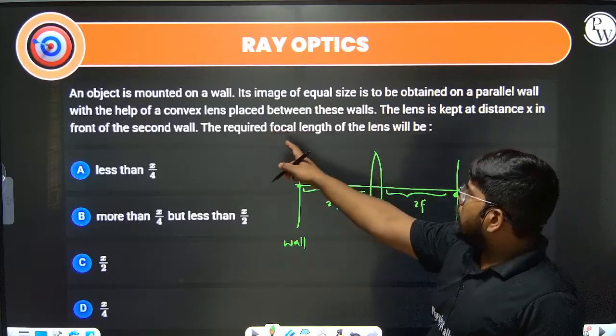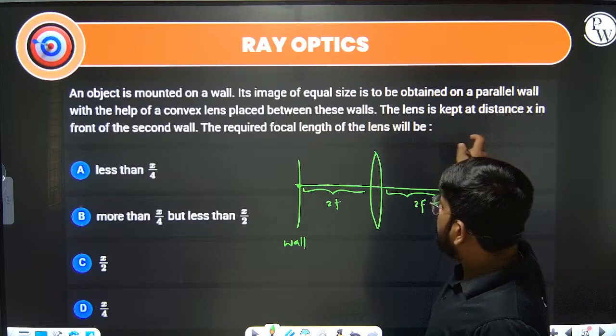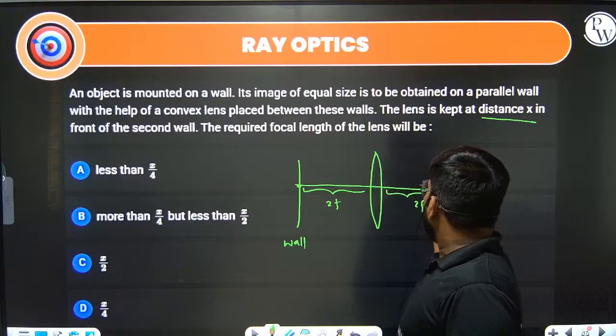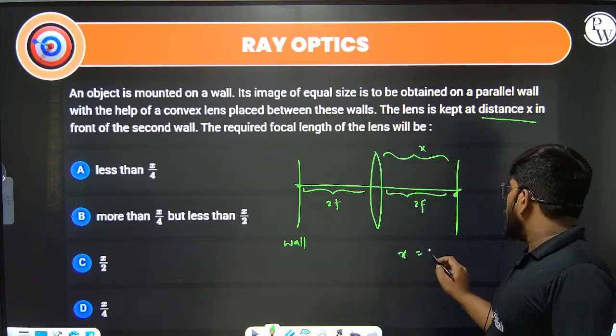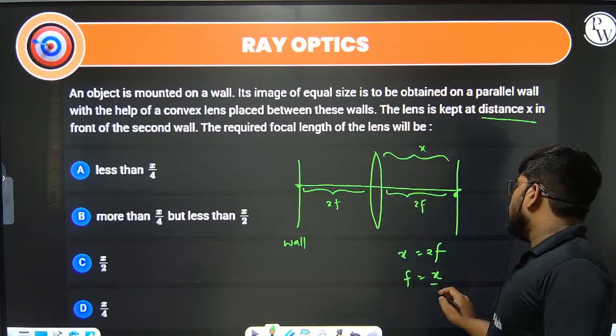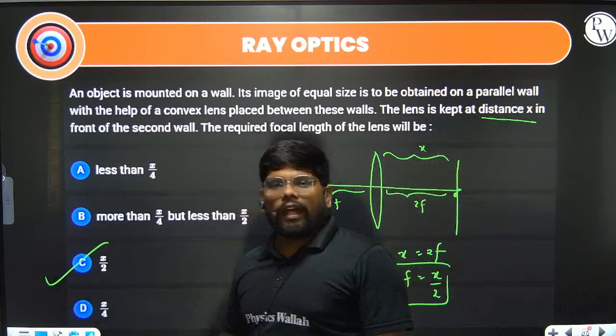That's what a convex lens is, placed between the walls. The lens is kept at a distance of x in front of the second wall. But what should x be? x should be equal to 2f. Now what are they asking? What should f be equal to? x by 2. Again, that's concepts; if you know them, then the answer is direct.